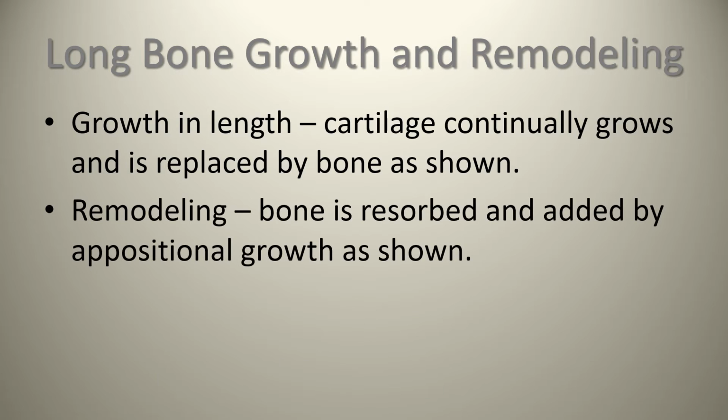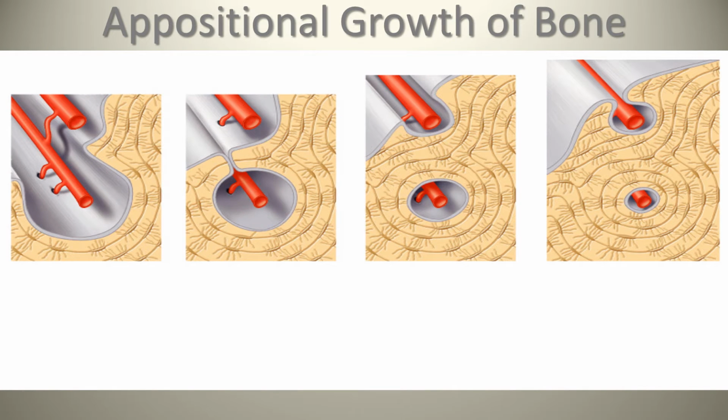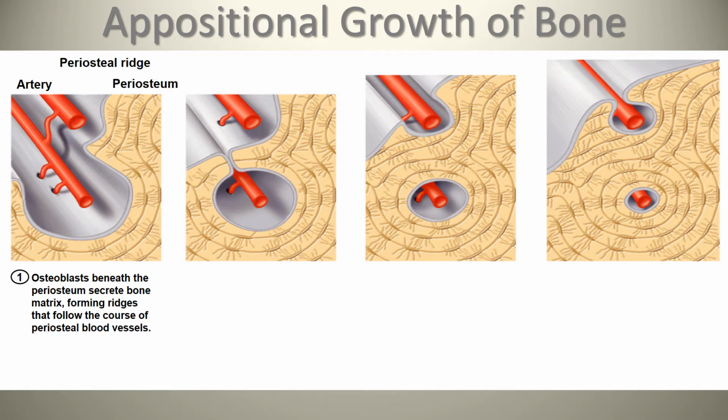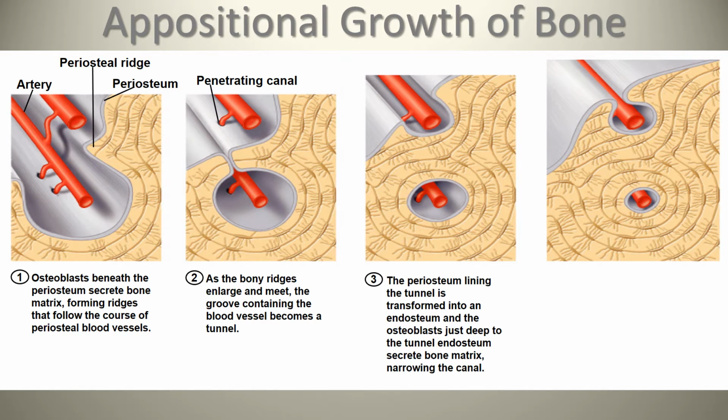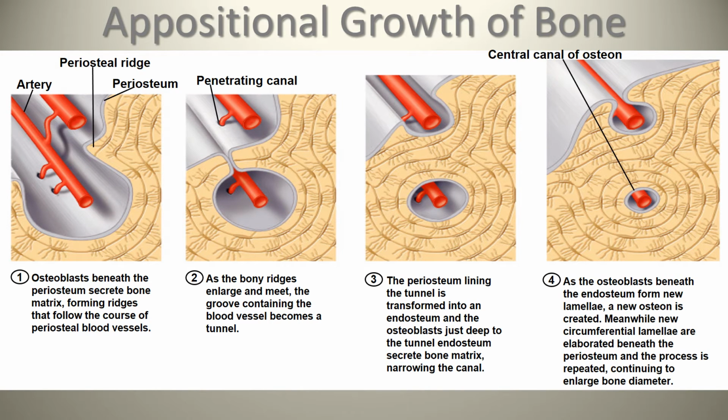So appositional growth of bone. The osteoblasts beneath the periosteum secrete bone matrix forming ridges that follow the course of periosteal blood vessels. As the bone ridges enlarge and meet, the groove containing the blood vessels becomes a tunnel. The periosteum lining the tunnel is transformed into an endosteum, and the osteoblasts just deep to the tunnel endosteum secrete bone matrix, narrowing the canal. As the osteoblasts beneath the endosteum form new lamellae, a new osteon is created. Meanwhile, new circumferential lamellae are elaborated beneath the periosteum, and the process is repeated, continuing to enlarge bone diameter.